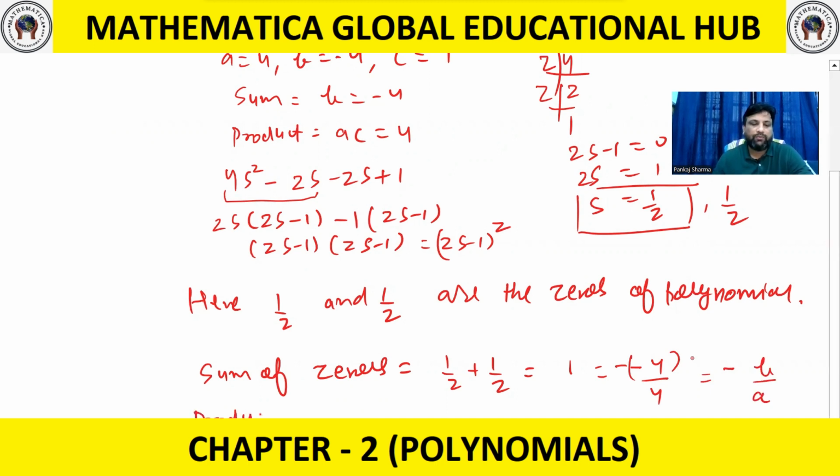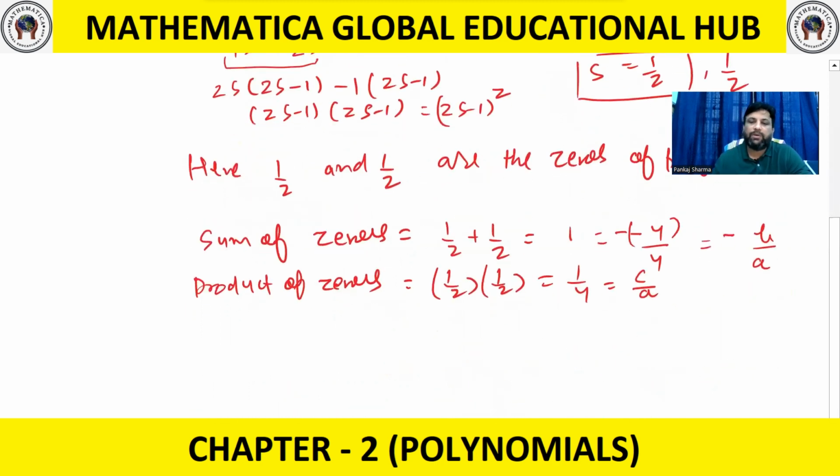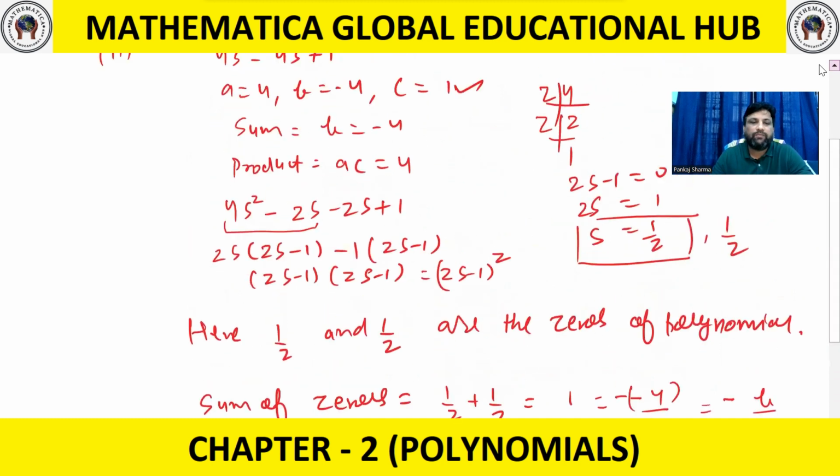Now you can see the product of zeros: 1/2 into 1/2 is 1/4. And 1/4, you can see, c is equal to 1, so we can write this as c/a. In that way we can verify the relationship: −b/a and c/a. Now we can see the next question.